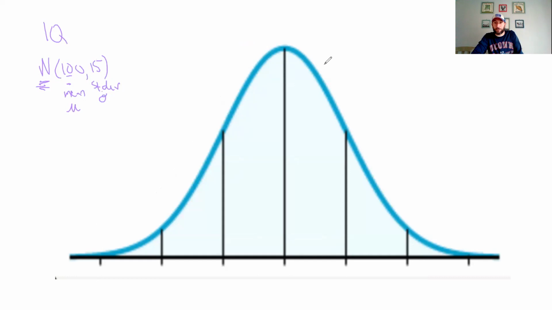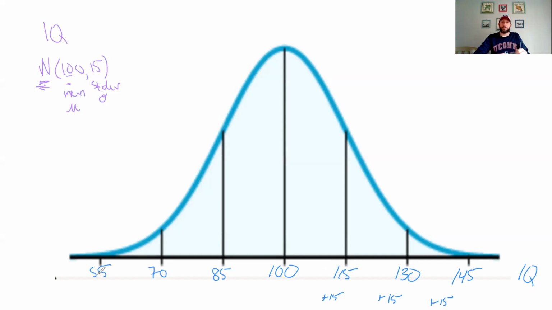So if I want to label some IQs down here, we know the mean is 100. And then, right, add one standard deviation takes us to 115. Add another standard deviation, 130. Add another standard deviation, 145. Right? So just adding 15 each time. And of course, on the left side, we're just going to subtract 15 each time. So we're going to have 85, 70, and 55. All right, so that's our first thing.